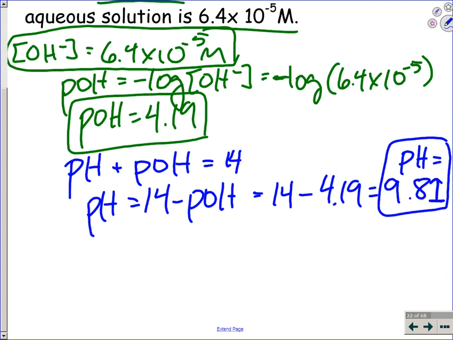Just notice how I'm labeling the identity. I'm not just saying, look back at the beginning of my work and lo, it's right here. I'm labeling it so I know what I'm talking about. Okay, talk in your groups about how you want to get to that last one first, which is hydronium concentration.